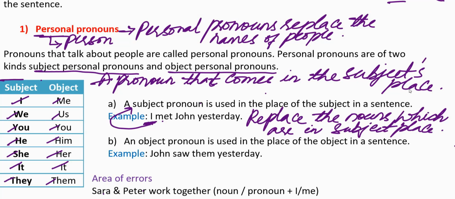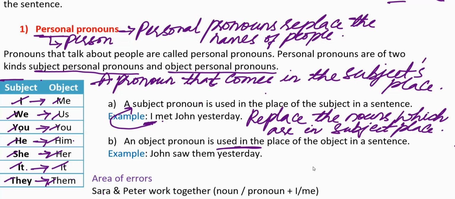Alright, moving on to object pronouns. Now what is an object pronoun? All these are the object pronouns here: me, us, you, him, her, it, them. When I is placed in the object's position, it becomes me. When we is placed in the object's position, it becomes us. When you is put in the object's position, it remains the same, you. When he is placed in the object's position, it becomes him. Similarly, she becomes her, it remains the same. They becomes them. If you look here, an object pronoun is used in the place of the object in the sentence.